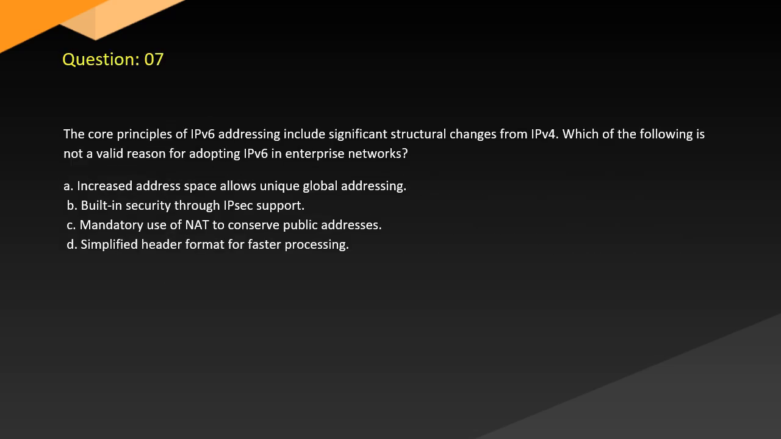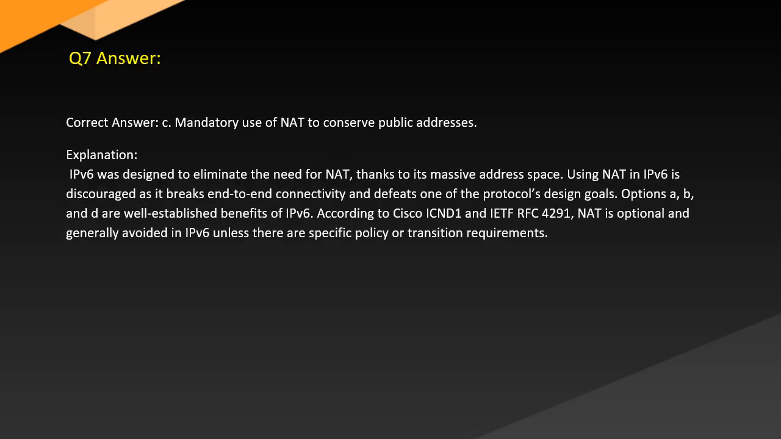Question 7. The core principles of IPv6 addressing include significant structural changes from IPv4. Which of the following is not a valid reason for adopting IPv6 in enterprise networks? A. Increased address space allows unique global addressing. B. Built-in security through IPsec support. C. Mandatory use of NAT to conserve public addresses. D. Simplified header format for faster processing. Answer. Correct answer: C. Mandatory use of NAT to conserve public addresses.